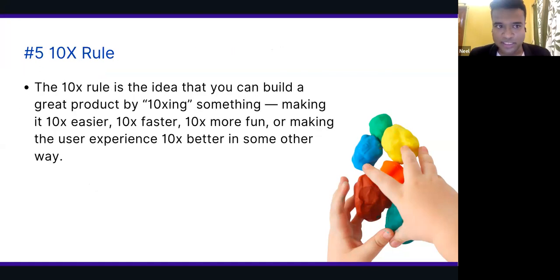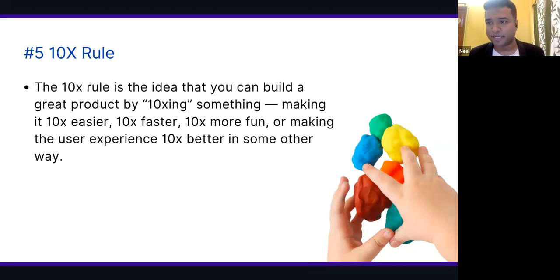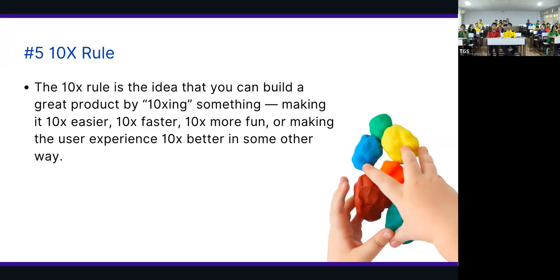Now the last framework is the 10x rule. What is the 10x rule? The 10x rule is the idea that you can build a great product by 10xing something, making it 10x easier, 10x faster, 10x more fun, or making the user experience 10x better. Now, I will give you a very small example. Right now, we are connecting via Zoom, right? Now, can you think of how you can make this interaction 10x better? Okay, just think of ideas. It can be like a hologram? Hologram? Hello.